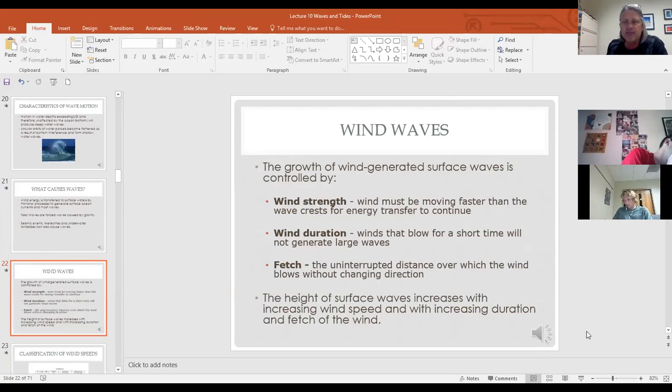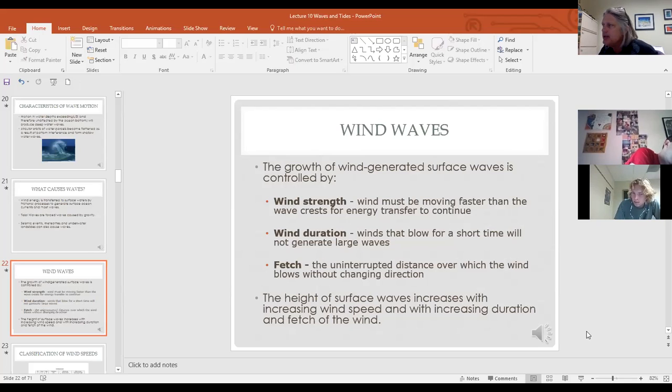So we'll start with wind waves, being they're the most common. The strength of the wind is the main determining factor for how high the waves are. How long the wind blows is a factor. It takes a while for wind to build up. So a short duration wind wouldn't build up the same size waves when you compare it to a long-term wind.